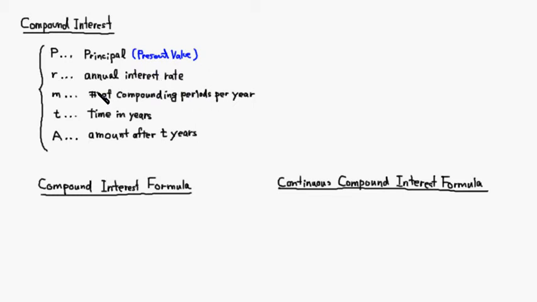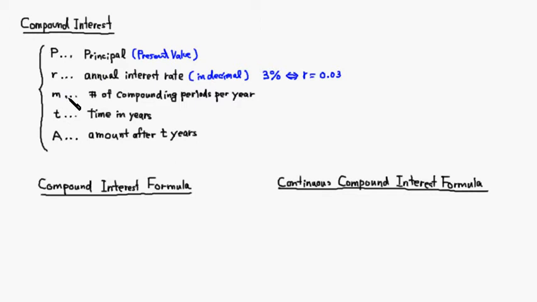R denotes the annual interest rate. This is written in decimal. For example, if the interest rate is 3%, then the R value is 0.03 because 3% is 3 over 100.